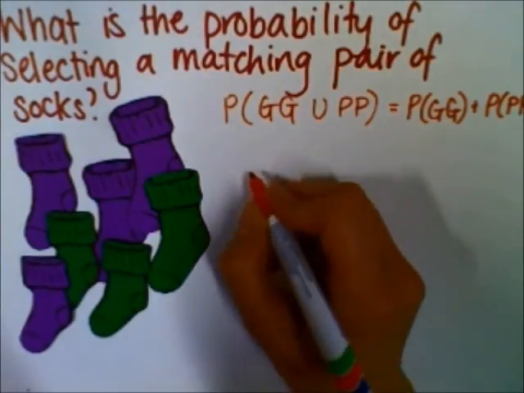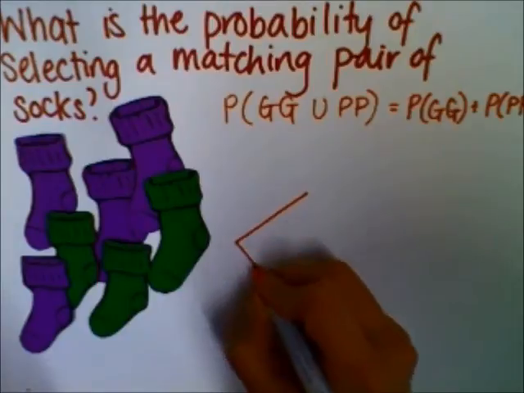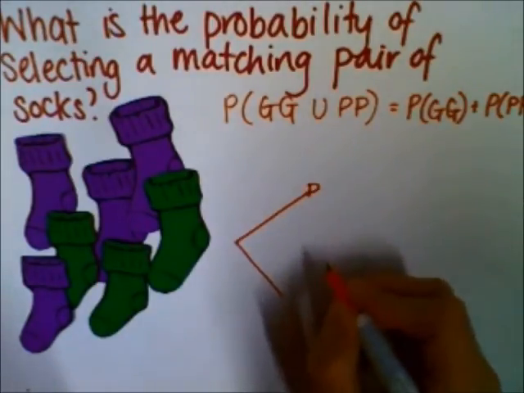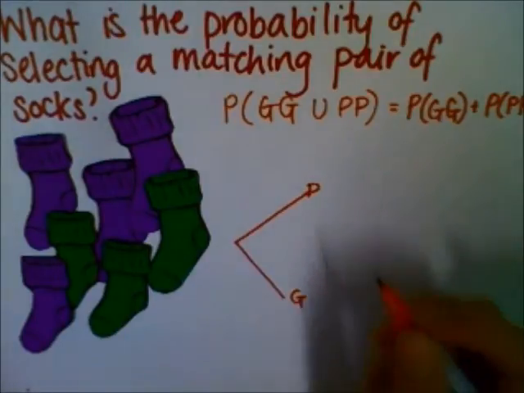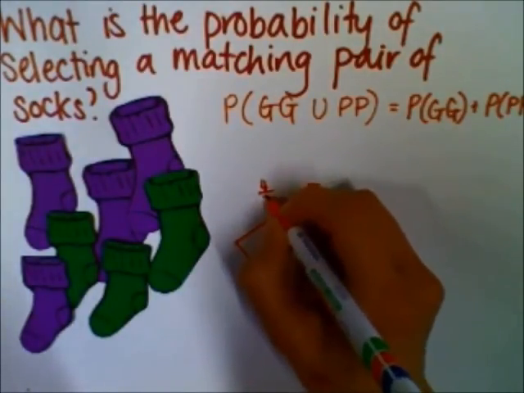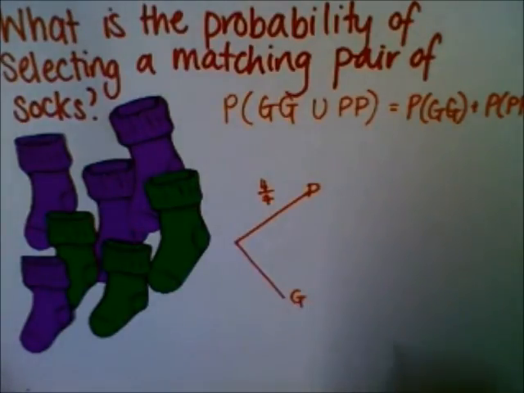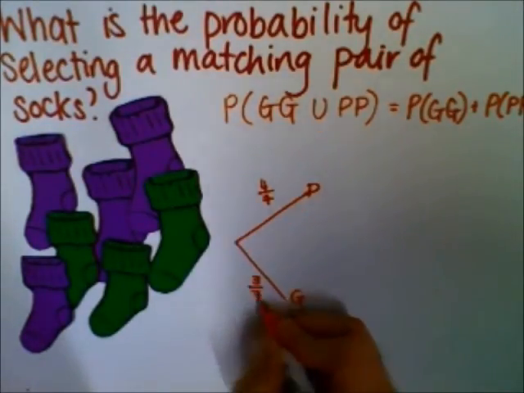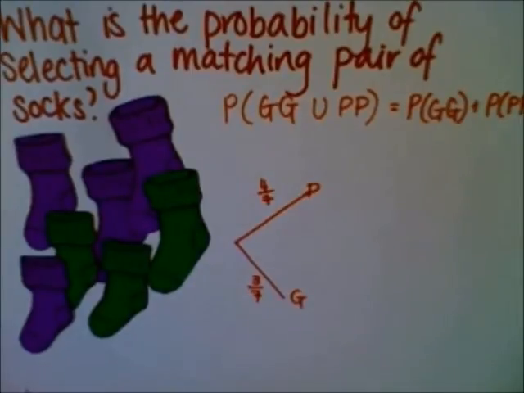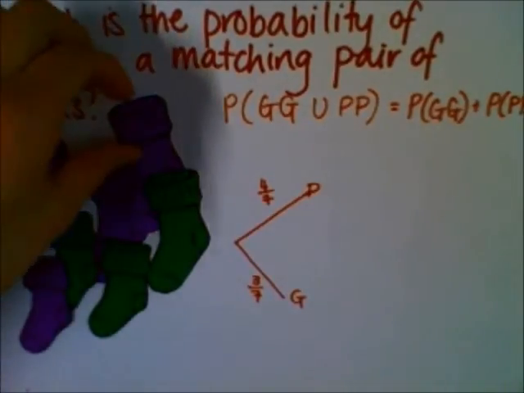So the first sock we choose either is going to be purple or green. Now the probability that I pick a purple one is 4 out of 7, because I've got 4 purples out of 7 socks. And the probability I choose a green is 3 out of 7. So let's look at each of these cases. So the first sock I choose is purple.